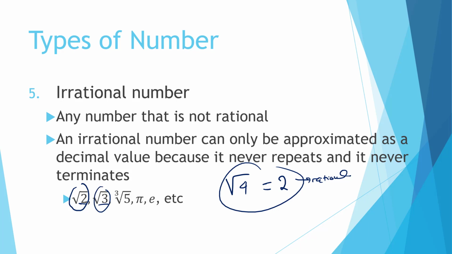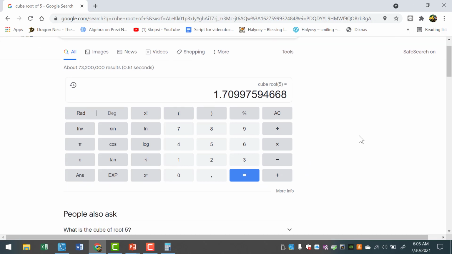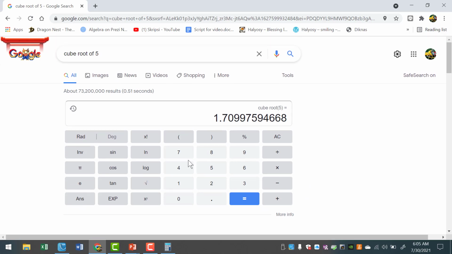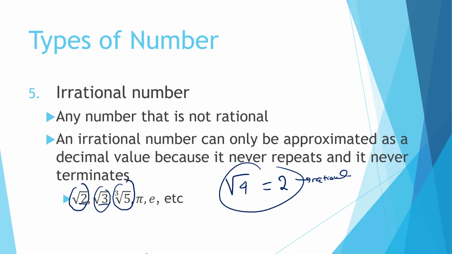We have an example: the cube root of 5. Cube root means that the root is not a square root. Where do I get this cube? Cube means to the power of 3. If we go back to the presentation, we have this number on top here. So this is what we call the cube. Because this is a root and we have a power of 3, we call it a cube root.